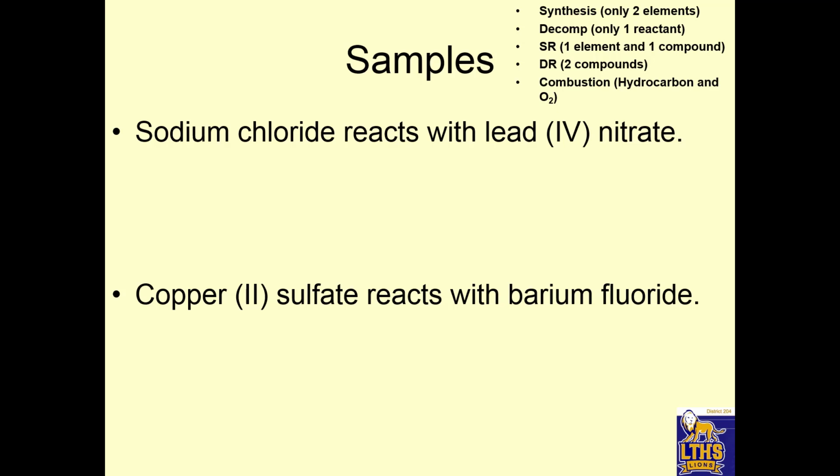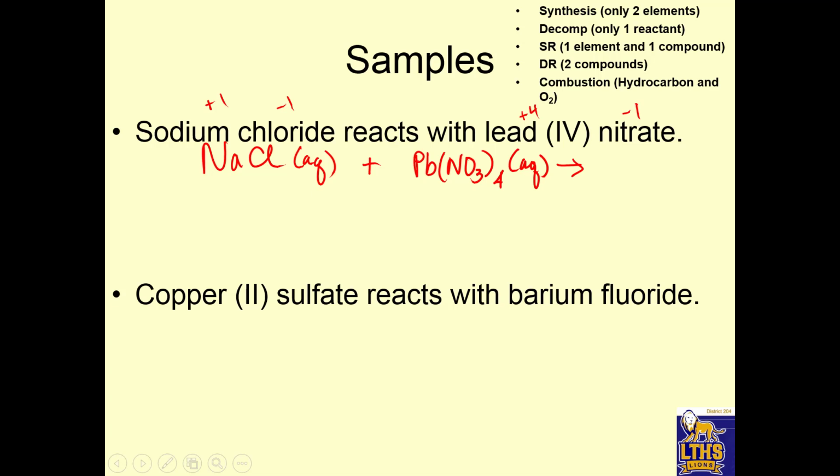Okay, so let's see if we can figure out what reaction this is. Sodium chloride reacts with lead nitrate. So sodium chloride is Na+1 Cl-1. All right, it's aqueous. It reacts with lead 4 nitrate, +4 -1. So we have Pb(NO3)4. That's aqueous. All right, so we have a double replacement.